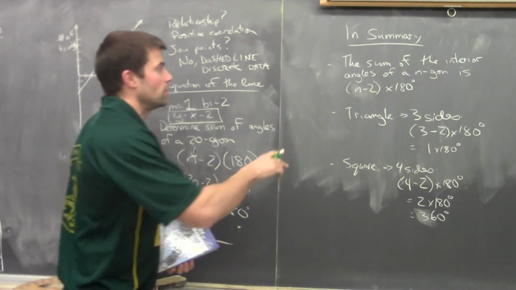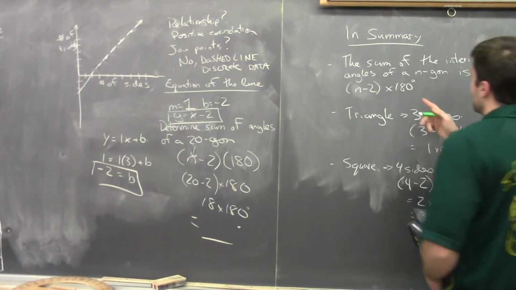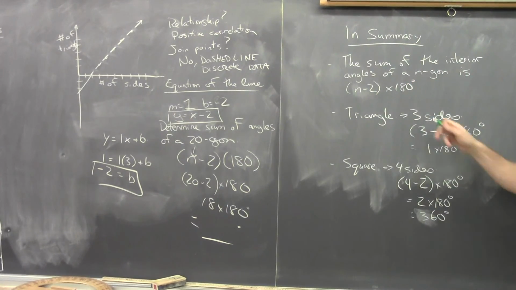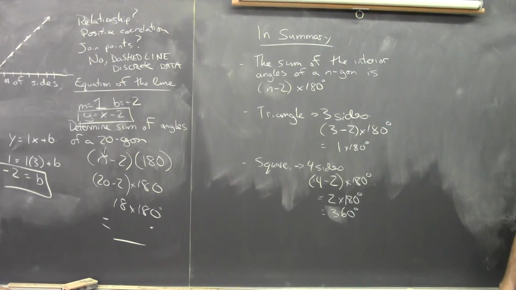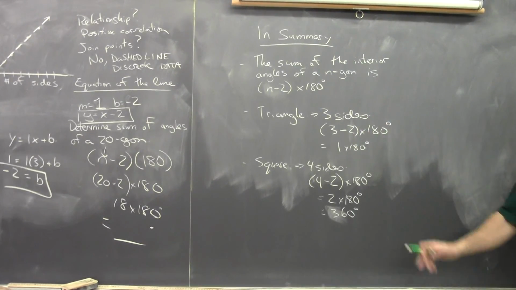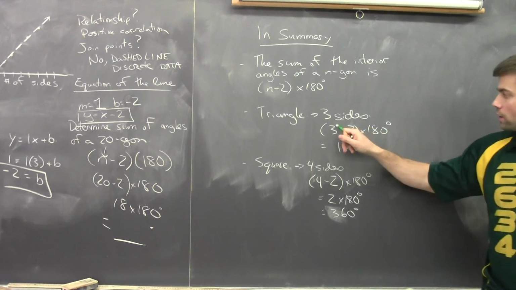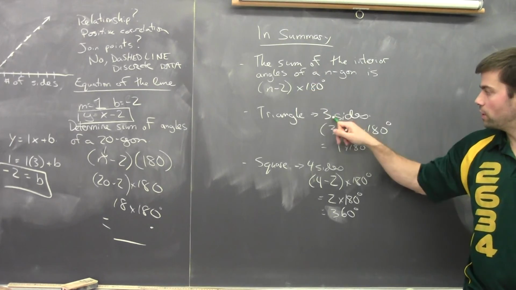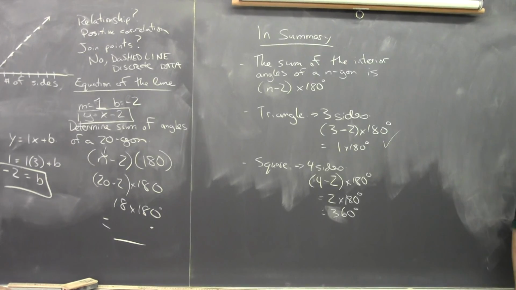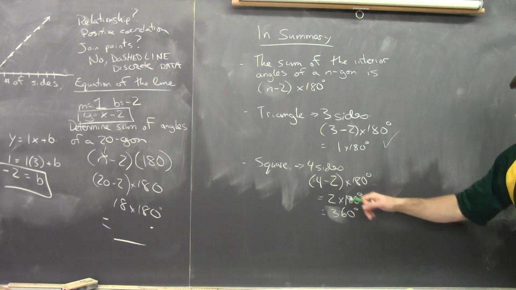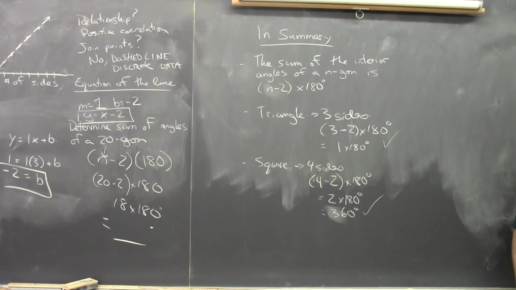Alright? I'm just going to finish up quickly. The sum of the interior angles of an n-gon is n minus 2 times 180. The triangle, as we know, has 3 sides. So n is 3. 3 minus 2 is 1 times 180. We know that a triangle has 180 degrees. We know that a square has 360. Our formula is confirmed. Any questions? Okay, that's it.